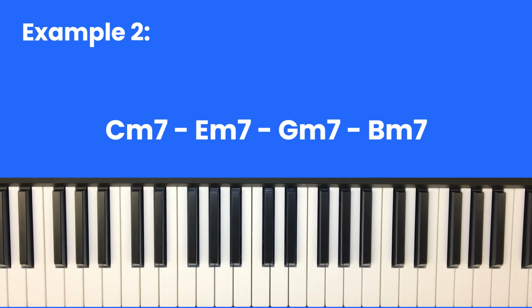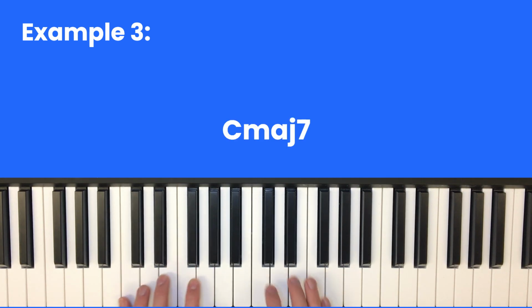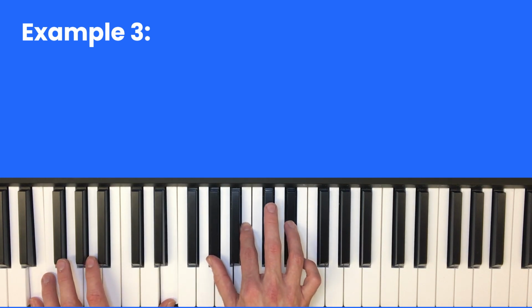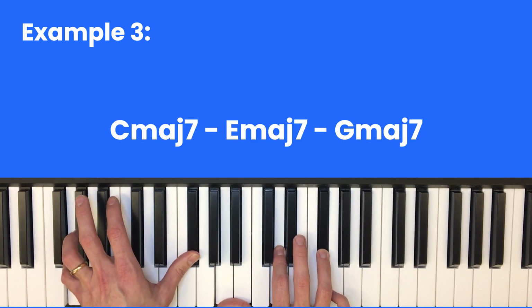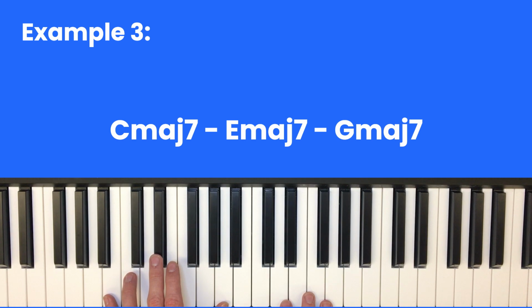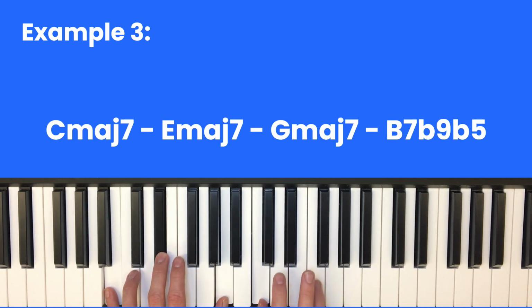Another thing we could do, most chord progressions tend to have a dominant chord in them somewhere. So let's make the last chord in our progression, so B, a dominant chord. So we can have C major 7. Let's have E major 7 because I quite like that. We'll do G major 7 again because I quite like that. And then the B could be something like, so that's a B7, flat 9, flat 5.